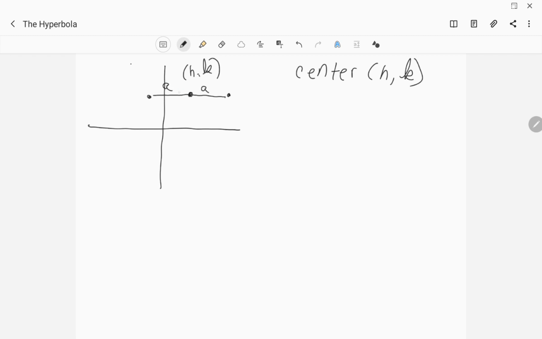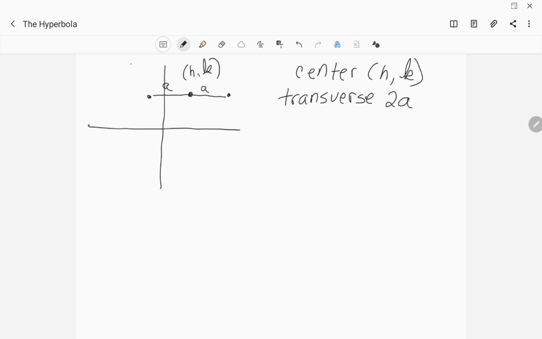Now, the length of this line, this is an axis, from one vertex to the other vertex is called the transverse axis. The transverse axis. And it is 2A long.